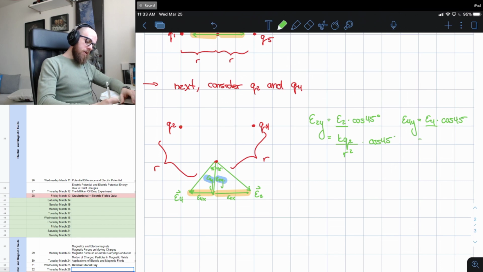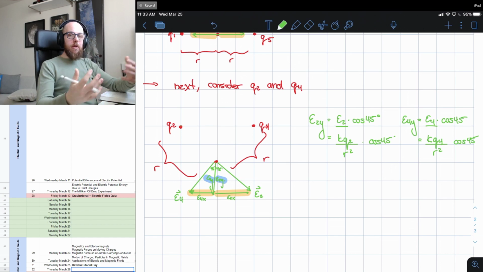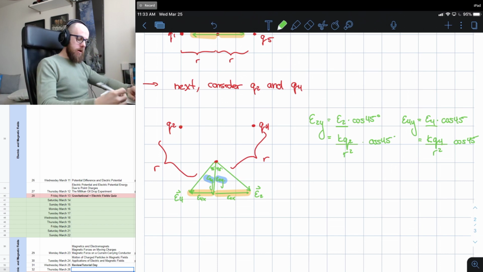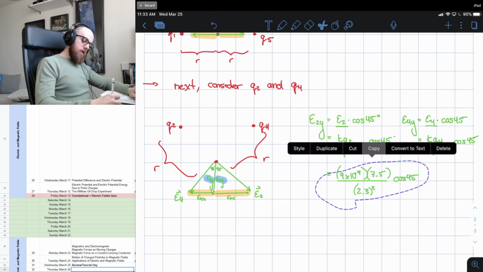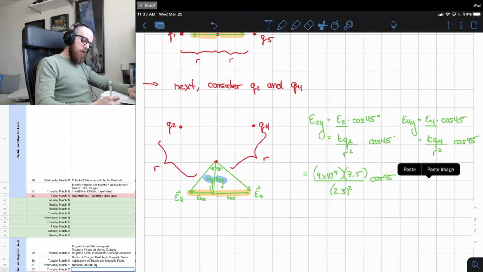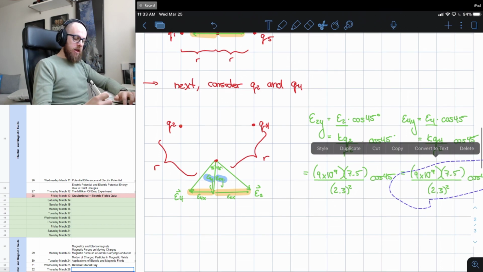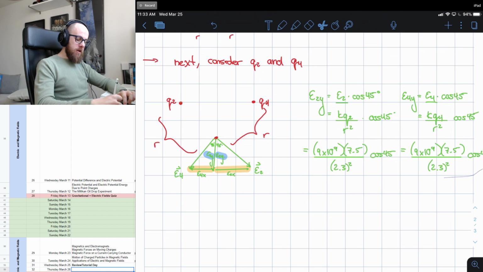And E4y is equal to K Q4 over R squared times cosine 45. But I know the values of all of these things, so now I can just plug them in, right? So K is 9 times 10 to the 9. Q2 is 7.5 coulombs. R squared is 2.3 squared. Cosine of 45. And I do the exact same thing with E4y, right? But because the charges are the same, these two quantities just end up being exactly the same, which is nice, right? Let me move this over a little bit.